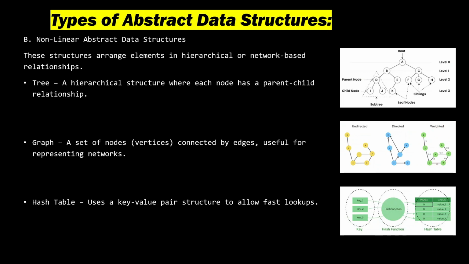Nonlinear abstract data structures. These structures arrange elements in hierarchical or network-based relationships. Tree, a hierarchical structure where each node has a parent-child relationship, as you can see in the chart. Graph, a set of nodes connected by edges, useful for representing networks. Hash table uses a key value pair structure to allow fast lookups.